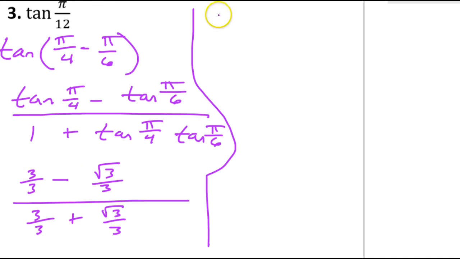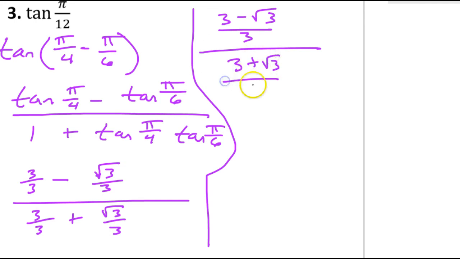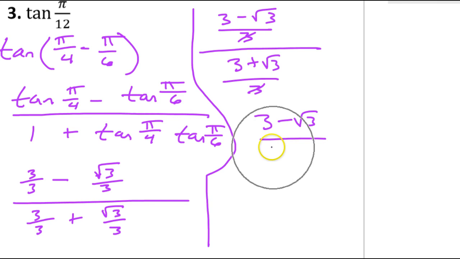Okay, so that's going to give me 3 minus radical 3 over 3. Alright, that's this numerator right here. And then 3 plus radical 3 over 3. Now, because these both have the same denominator, those are going to wind up canceling each other out. So I'm just going to end up with the leftover numerators. So 3 minus radical 3 over 3 plus radical 3.